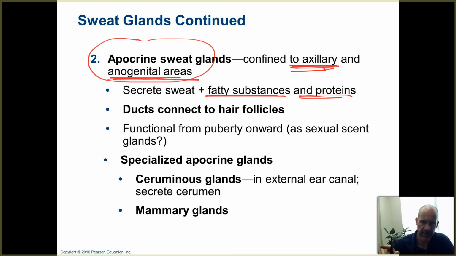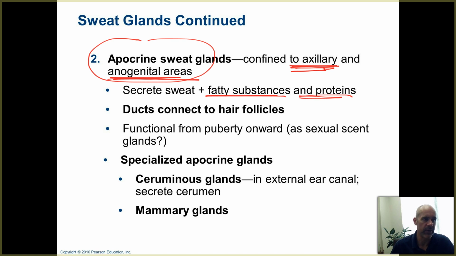And the ducts to these glands that actually carry this sweat toward the surface, they dump into hair follicles in those areas. So then the sweat gets into the hair follicle, and then it travels through the hair follicle up to the surface of the skin. These are the glands that cause body odor, armpit odor. One of the reasons why you have that odor in these parts of the body is because of the type of sweat that is produced by these glands.